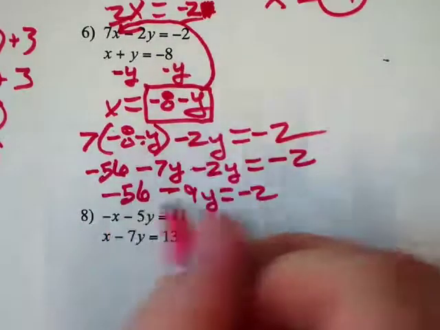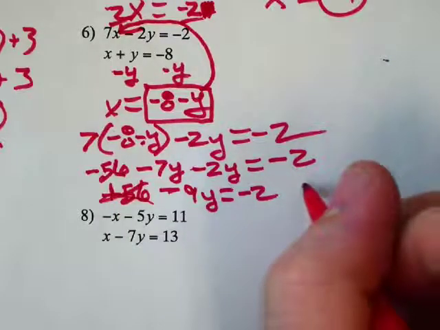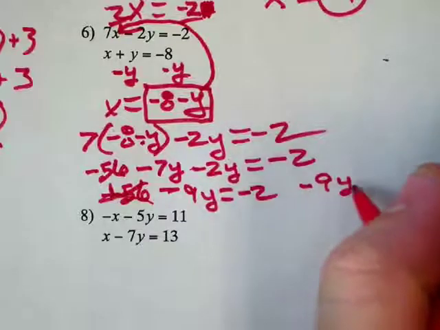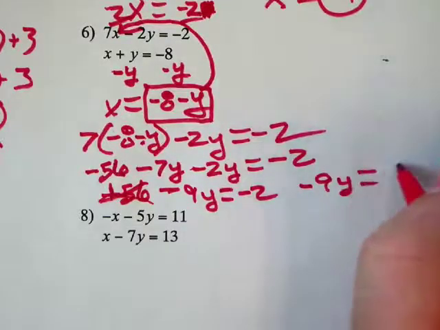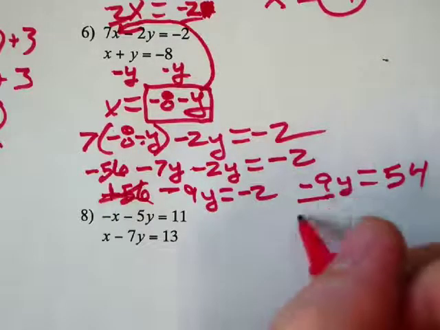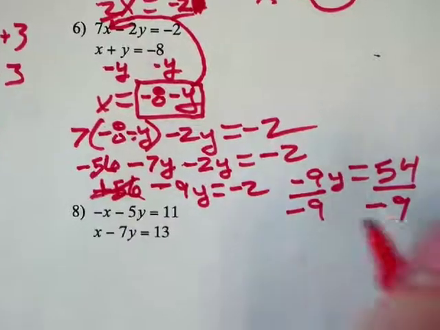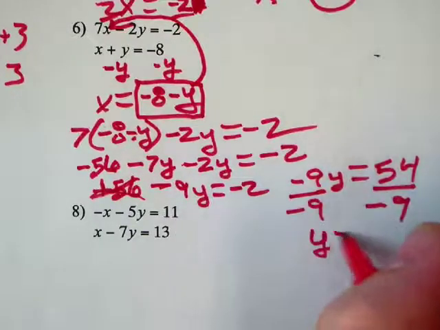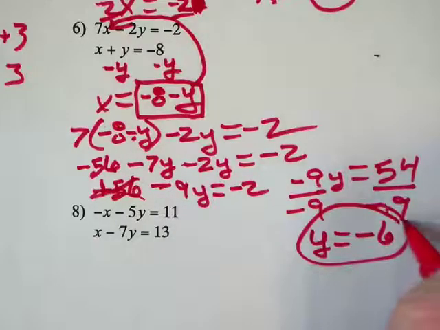Now we're going to add 56 to both sides to get rid of this. And we get negative 9y equals negative 2 plus 56 is 54. And divide by negative 9, divide by negative 9. And we have y equals negative 6.